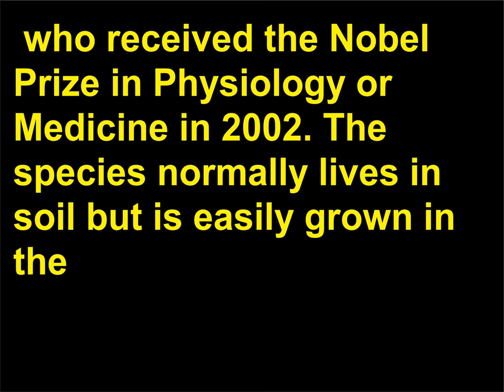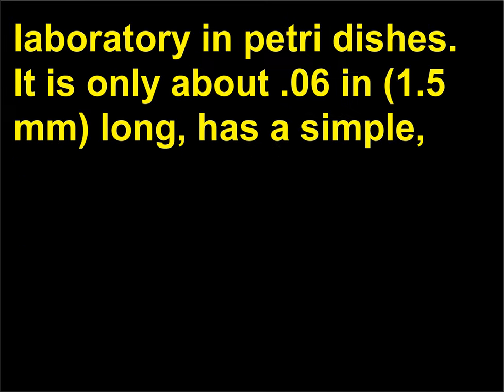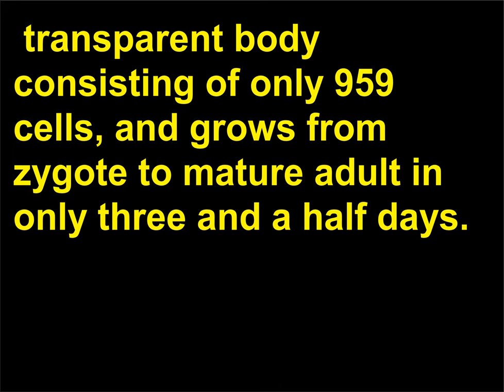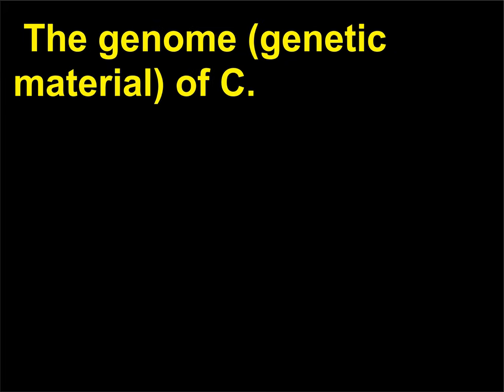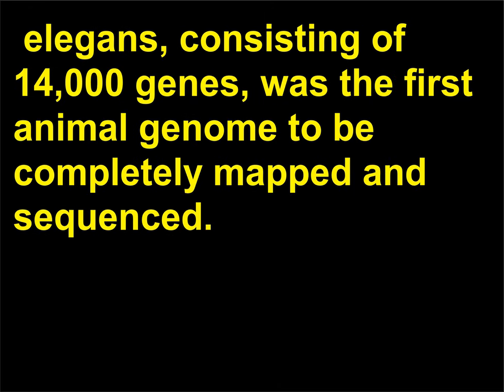The species normally lives in soil but is easily grown in the laboratory in petri dishes. It is only about 0.06 in, 1.5 millimeters, long, has a simple transparent body consisting of only 959 cells, and grows from zygote to mature adult in only 3.5 days. The genome, genetic material, of C. elegans, consisting of 14,000 genes, was the first animal genome to be completely mapped and sequenced.